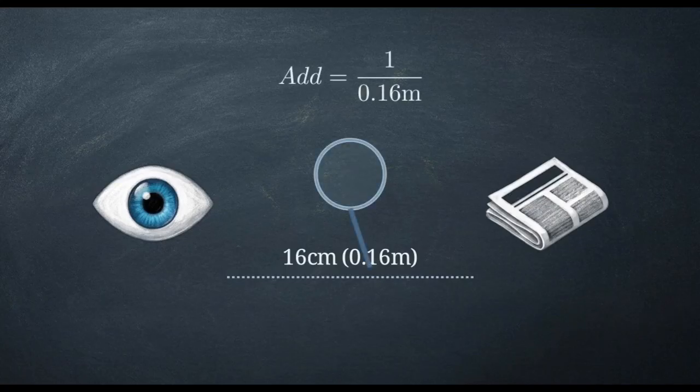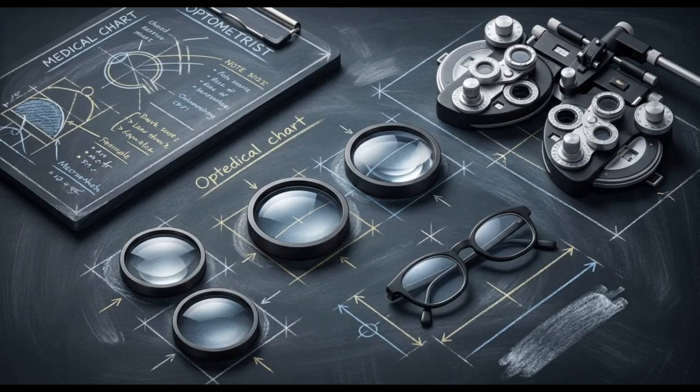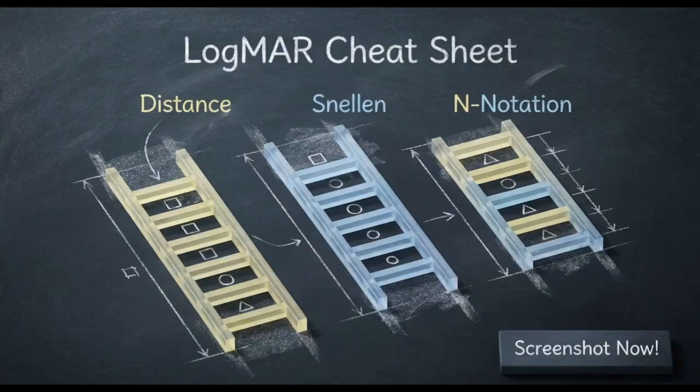We use the standard focal length formula, 1 over the distance in meters. 1 divided by 0.16 meters gives us plus 6.25 diopters. In the clinic, we round this down to prescribe a plus 6 diopter near addition. The LogMAR ladder moves low vision prescribing away from estimation and toward a structured framework. It provides the specific calculations required to optimize a patient's vision for the tasks they value most.